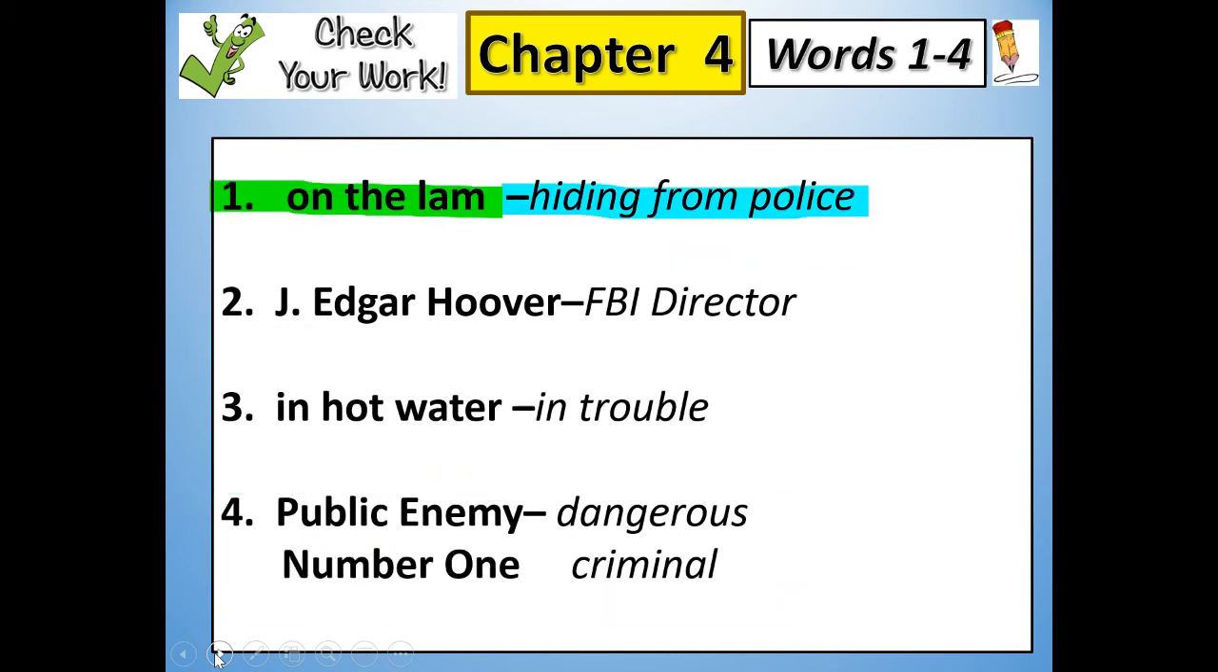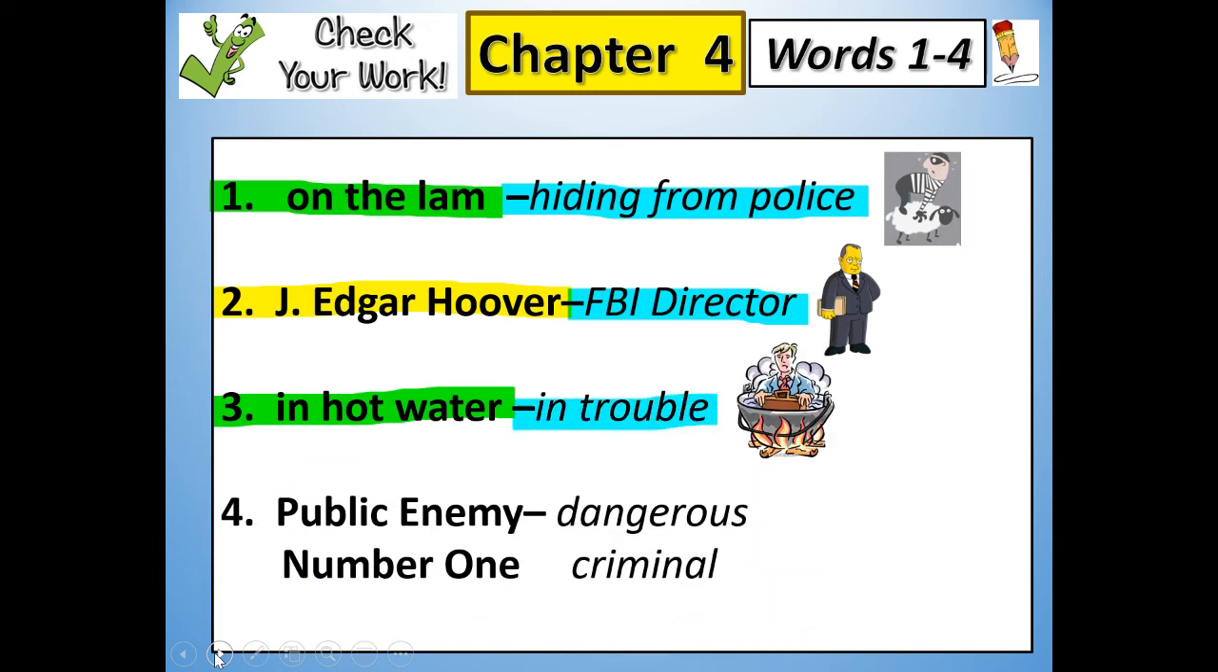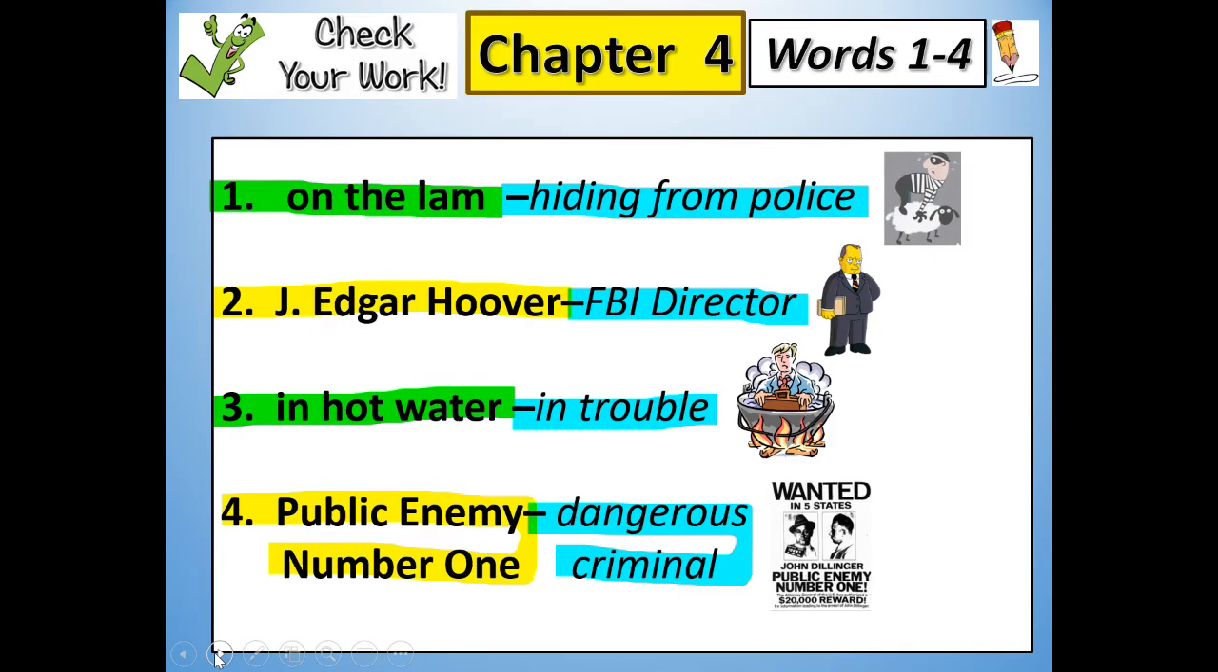Number 1 was on the lam. What does on the lam mean? Hiding from the police. Number 2, J. Edgar Hoover. He was an FBI director during the Depression. Number 3 is in hot water, and that's an idiom for in trouble. Number 4 is public enemy number 1, and public enemy number 1 means dangerous criminal. If you need to, push pause and finish writing all your words and pictures, and you'll be finished with this lesson.